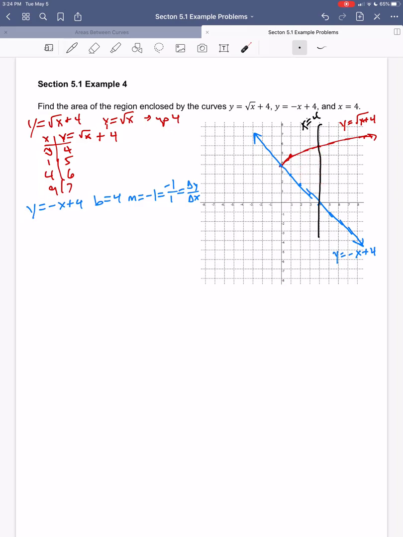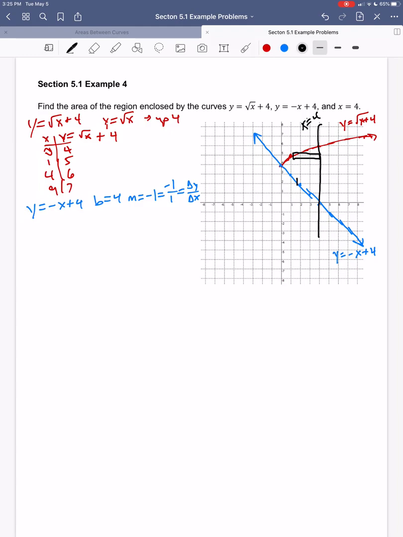Now, I have a choice. I can either set up rectangles that go vertically or rectangles that go horizontally. Now, we're going to want to do vertical here, but why? If I did horizontal rectangles, one rectangle might look like this, and that's fine. The right endpoint is 4. The left endpoint is on the red curve, which would be the square root of x plus 4.